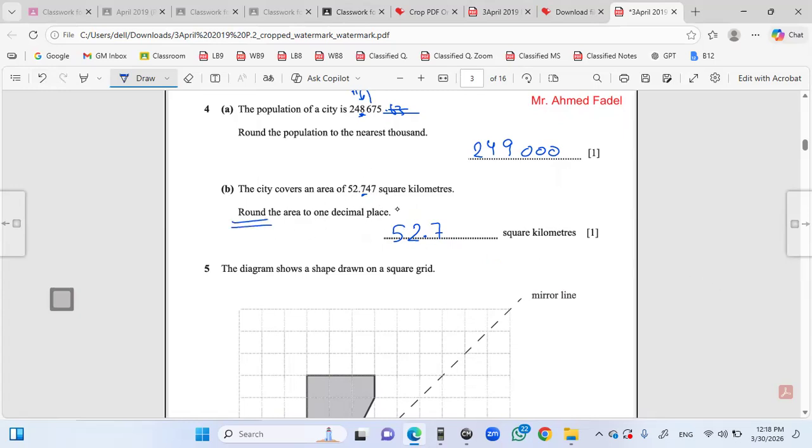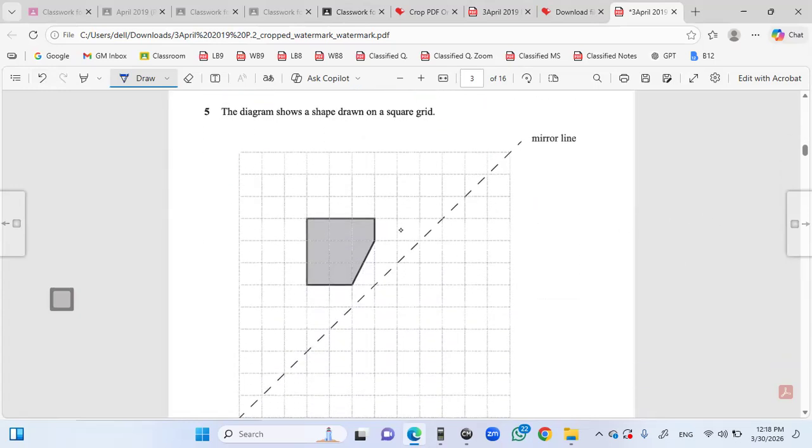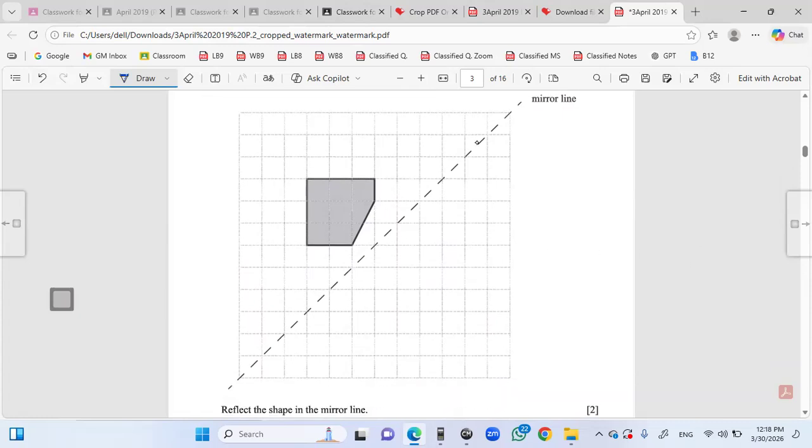After the underlined digit. Here, they want you to reflect this shape. Reflection here, if you notice, it is x equals y, the middle line. The middle line here is x equals y, which means it is diagonal. So the diagonal, you need to move diagonally as well.